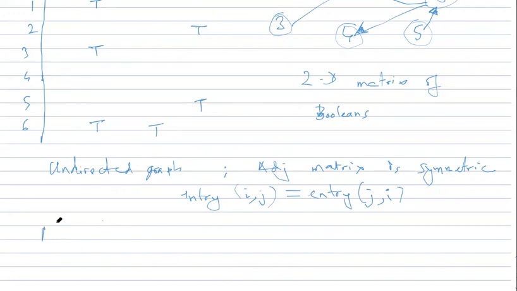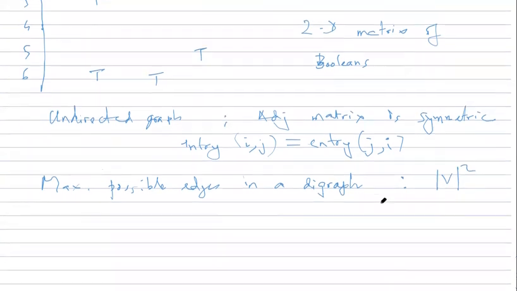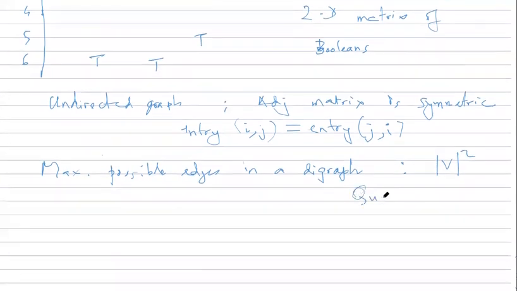So overall, the maximum possible edges in a directed graph. A directed graph, as I also indicated, is also known as a digraph. In a directed graph, the number of possible edges is V squared, right? Which is quadratic. So you are paying a quadratic space overhead.